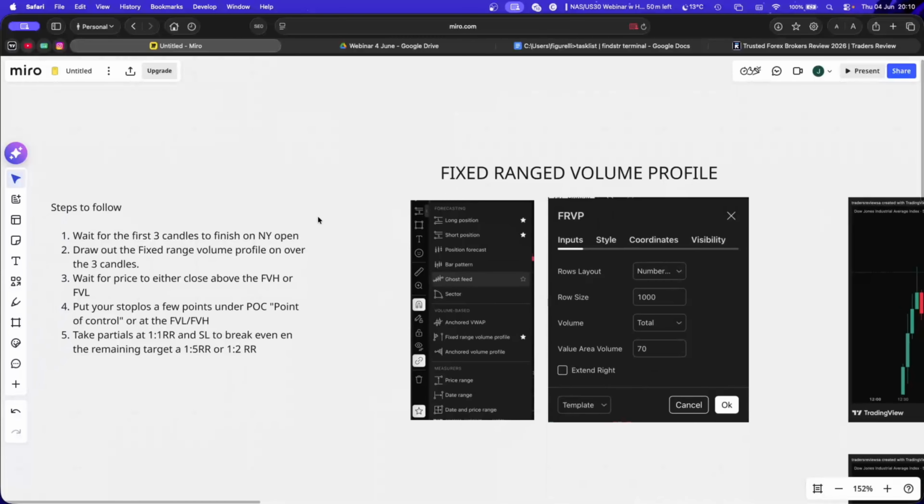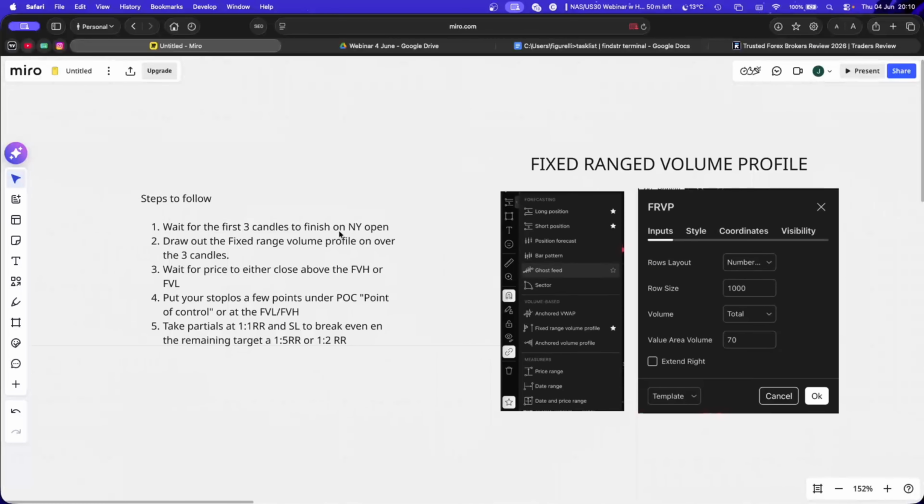So, the steps to follow, before I go into the images and the live chart, let me just go through the strategy. We are going to wait for the first 3 candles to finish at New York Open. So that's the first 15 minutes. In South African time, it's going to be 3:30 until 3:45. In New York Eastern Standard Time, it's 9:30 until 9:45. We're going to draw out the fixed range volume profile over the 3 candles. The 3 candles I'm referring to are 5-minute candles.